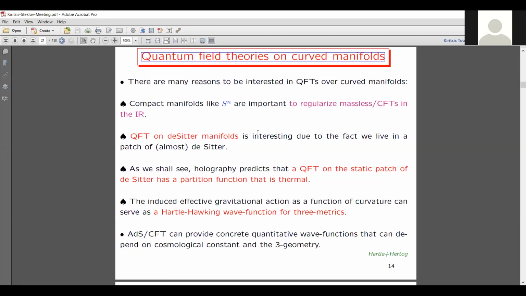Quantum field theory on de Sitter manifolds is interesting because of the fact that we think we live in a patch of almost de Sitter space. As we will see in a moment, holography predicts that a quantum field theory on a static patch of de Sitter, without reference in principle to gravity, has a partition function that is thermal. Also, the induced effective gravitational action as a function of curvature that we can compute in holographic theories can serve as a Hartle-Hawking wave functional for 3-metrics. And in this way, AdS/CFT can provide concrete quantitative wave functions that can depend on the cosmological constant and the 3-geometry.